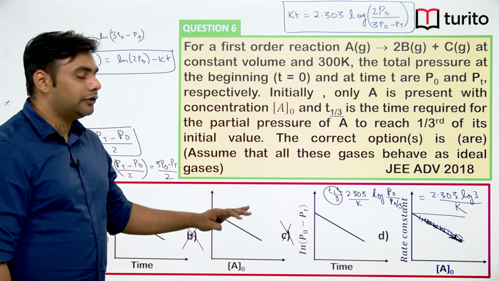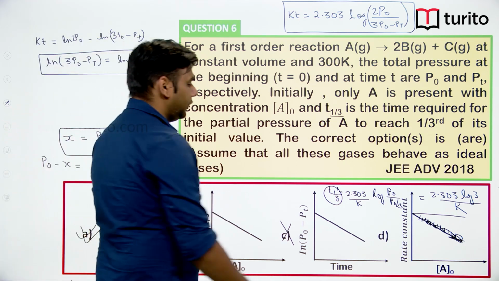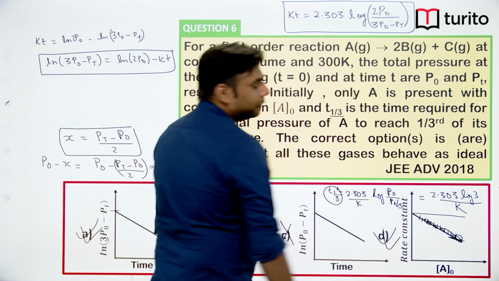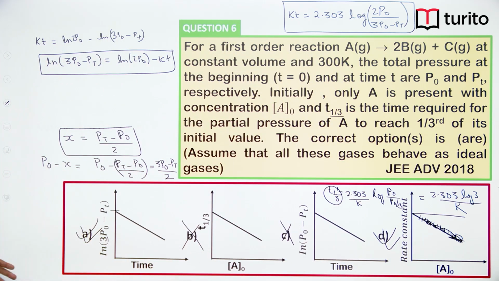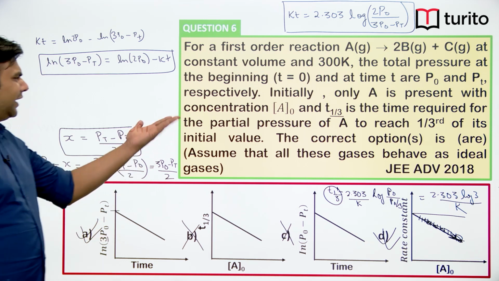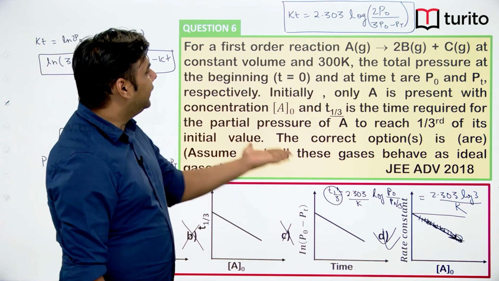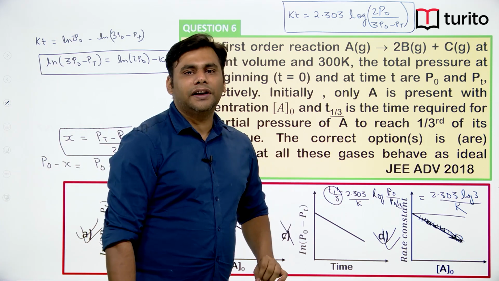So basically the rate constant does not depend upon the concentration. So D is also the correct option. So the answer of this question is AD. Okay, so again a very simple question. If you look at these questions, they are basically very simple.